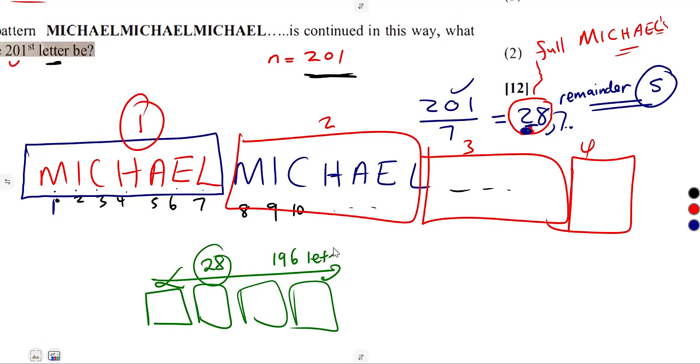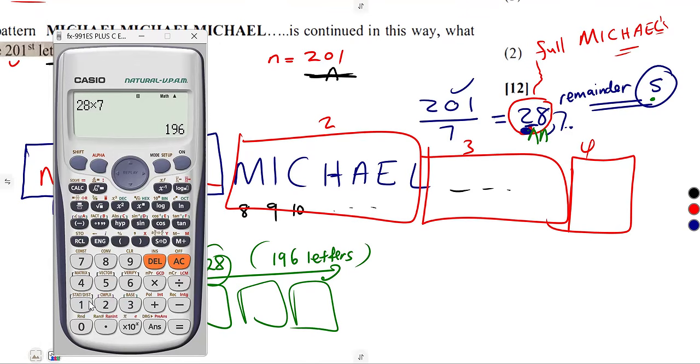Those are the letters that you covered in these 28 full Michaels. So there is a remainder of 5 to give us 201. That's what I'm trying to say. 196 plus 5 is 201. So that remainder are the letters.